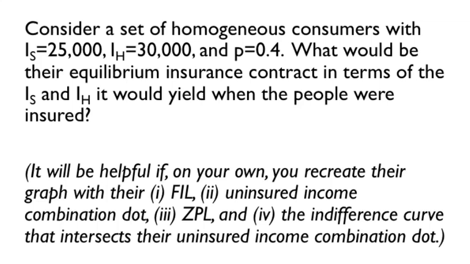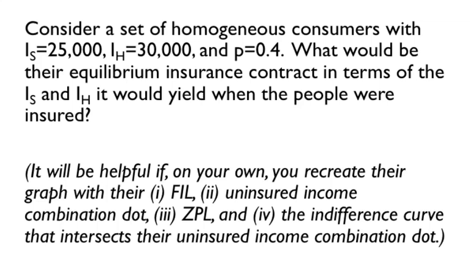To answer this question, it's going to be helpful to first plot out the same graph that we've been looking at. On your own piece of paper, plot on the horizontal axis income when you're healthy, on the vertical axis income when you're sick, and draw the full insurance line. Draw the dot that corresponds to these people's income combination when they're uninsured. Then calculate each of these people's expected income. Plot the expected income on the full insurance line. Draw a line that goes from the uninsured dot to the expected income. That will be each of these people's zero profit line.